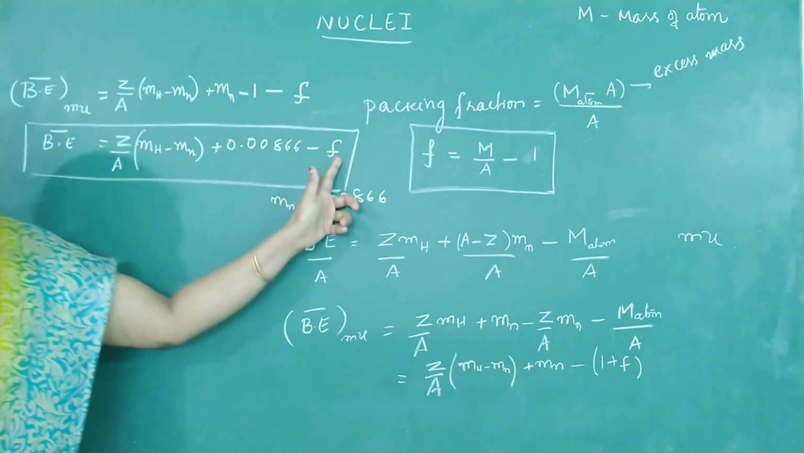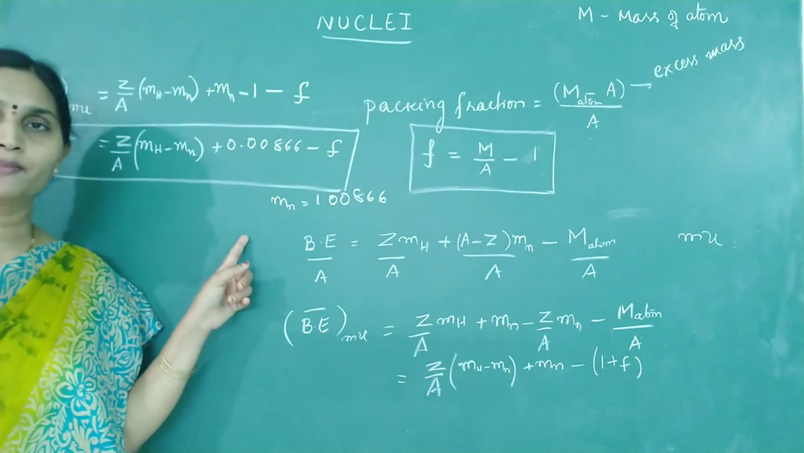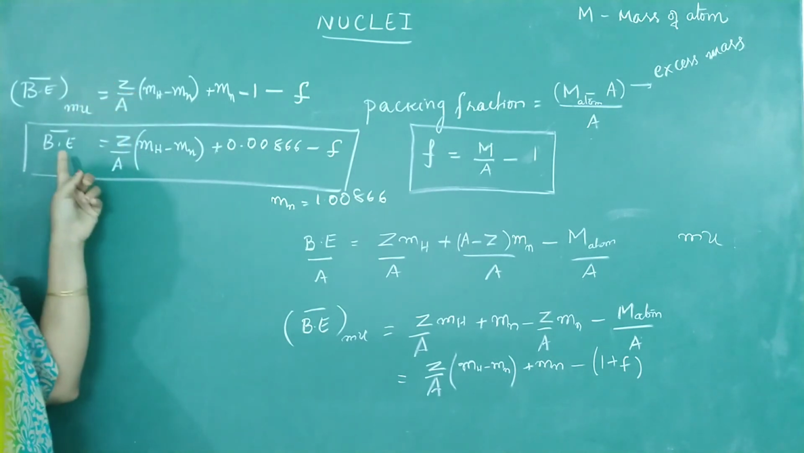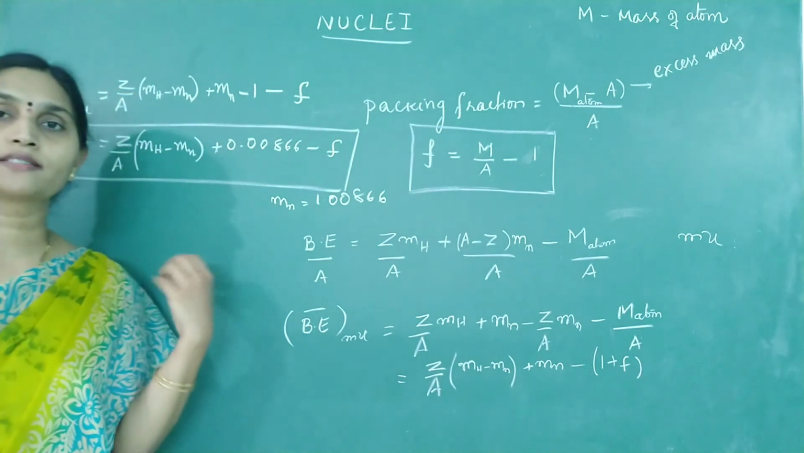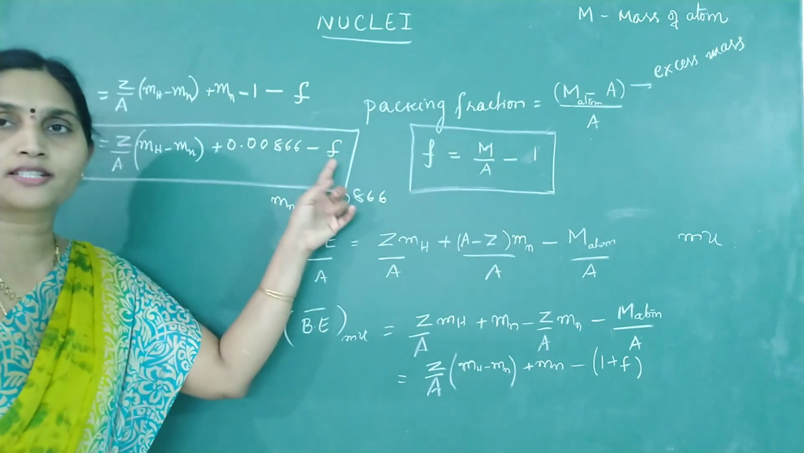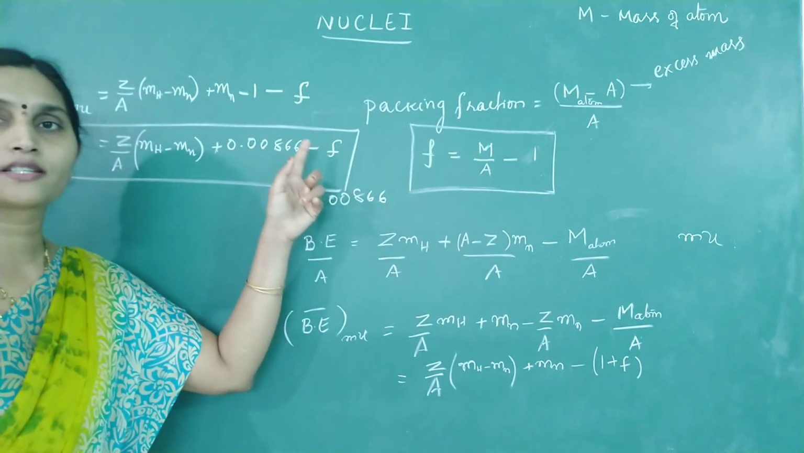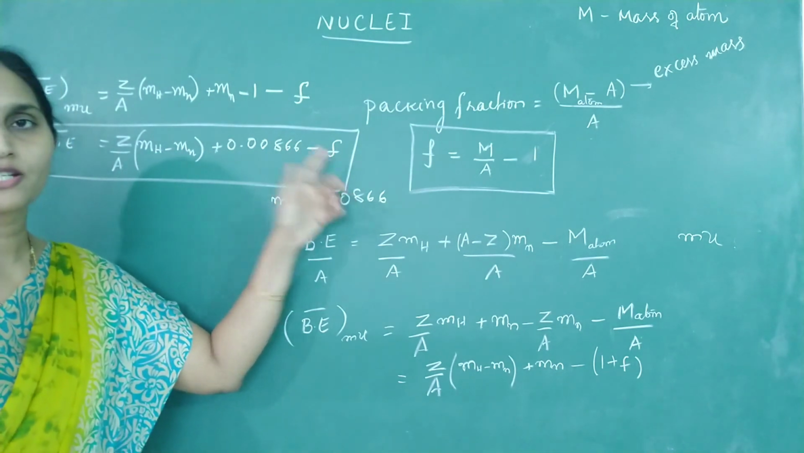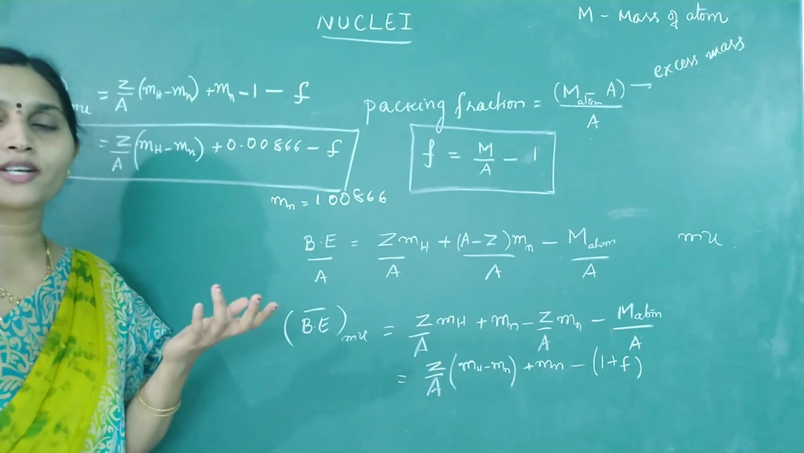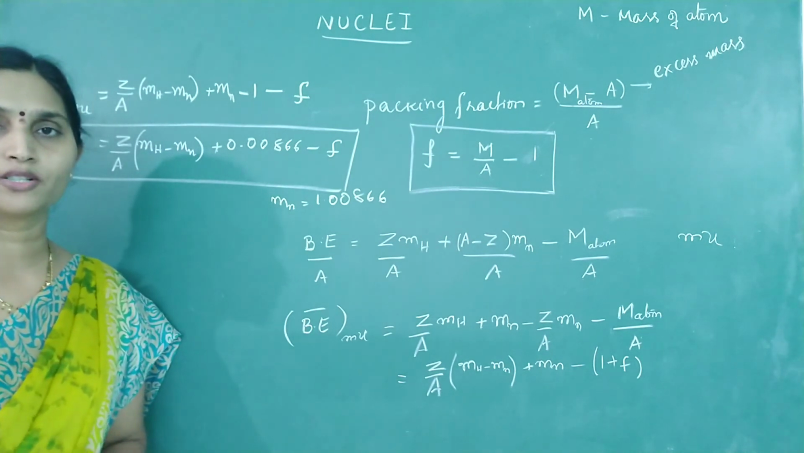From this relation you can say, if average binding energy is maximum, packing fraction has to be minimum. Only if F is minimum, you get this as maximum. So if average binding energy is more, we say the nucleus is highly stable. In terms of packing fraction, it is reverse. If packing fraction is minimum, then the nucleus is very stable. Or if it is negative, we say it is more stable. Positive value of packing fraction, it is less stable. Whereas in terms of average binding energy, it is directly explained. More average binding energy, more is the stability of the nucleus. Less average binding energy, less is the stability of the nucleus.